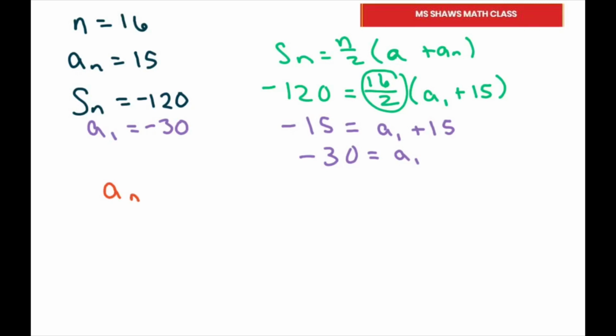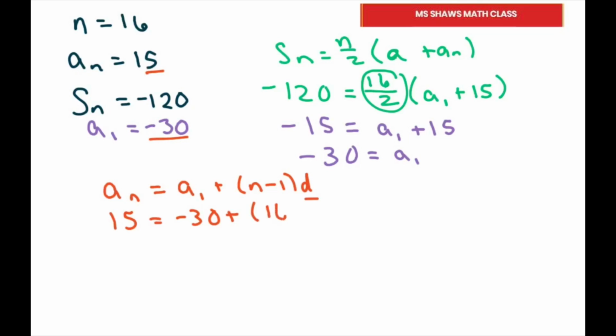So we have a sub n equals a sub 1 plus n minus 1 times d. We're going to solve for d. So a sub n is 15. A sub 1 is negative 30. N is 16 times d. So we're going to add 30 to both sides, and that's going to give us 45 equals 15d. Divide both sides by 15, and that gives us 3.